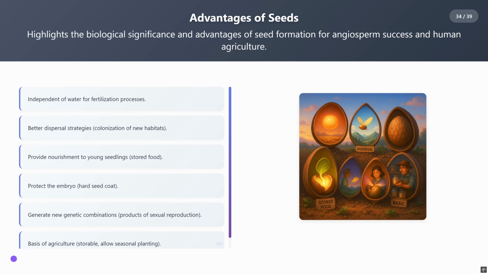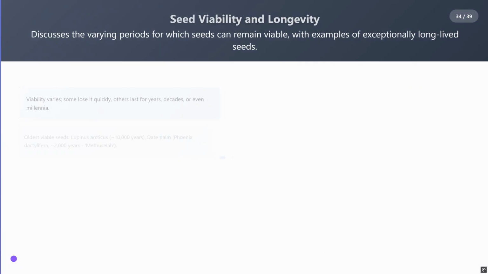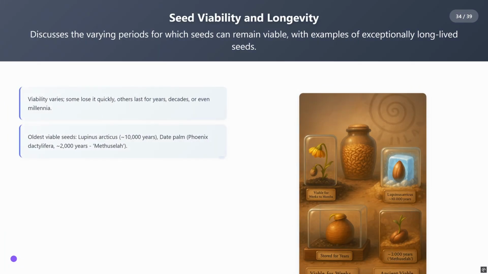And from a human perspective, seeds are the very foundation of agriculture. Their ability to be stored for long periods allows us to save crops from one season to plant in the next, forming the basis of our food supply. Couldn't agree more. Agriculture revolves around seeds, and the ability of some seeds to remain viable, to stay alive for incredibly long periods. That's just astonishing, isn't it?